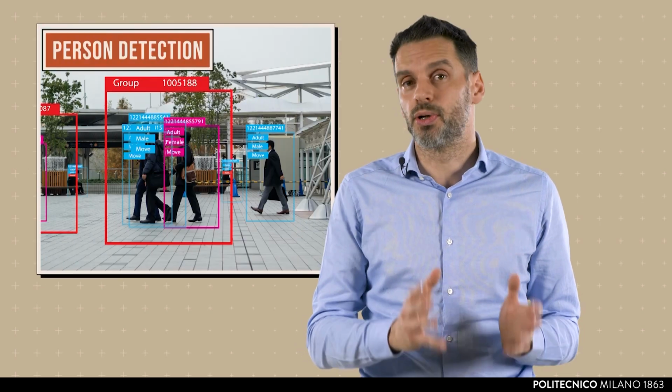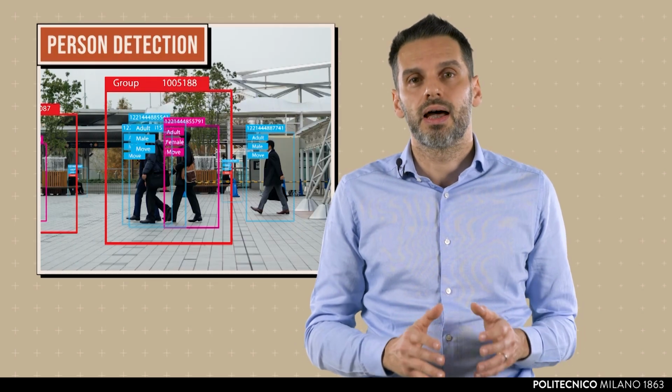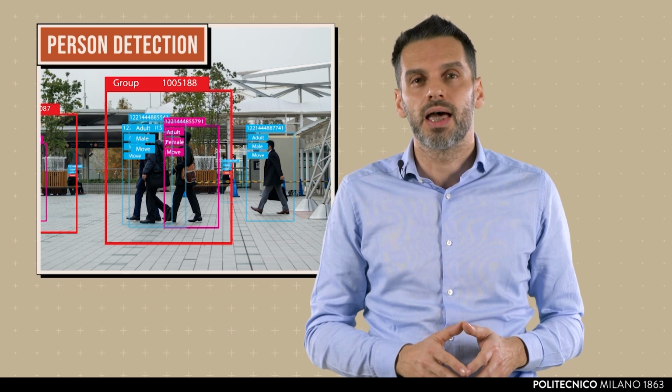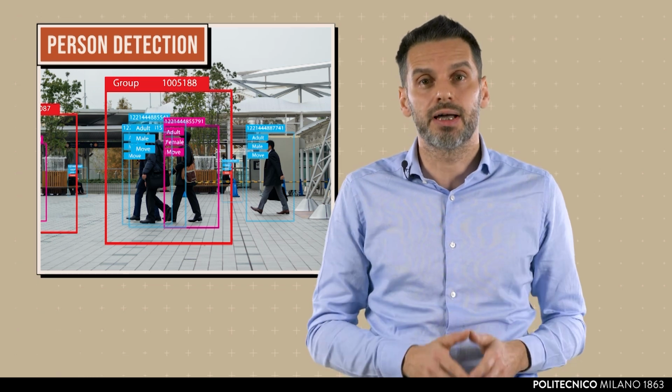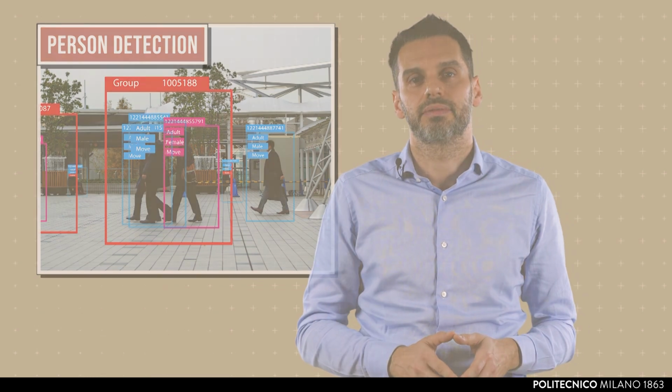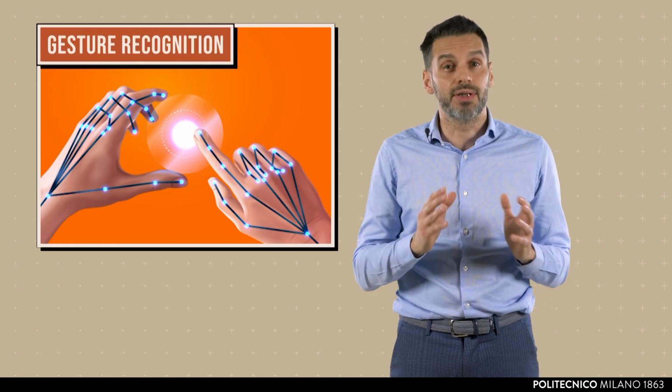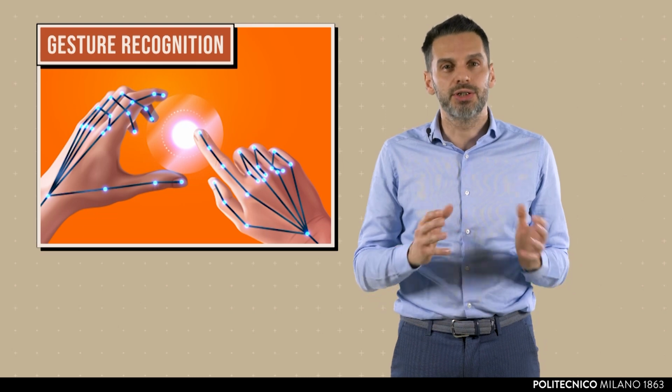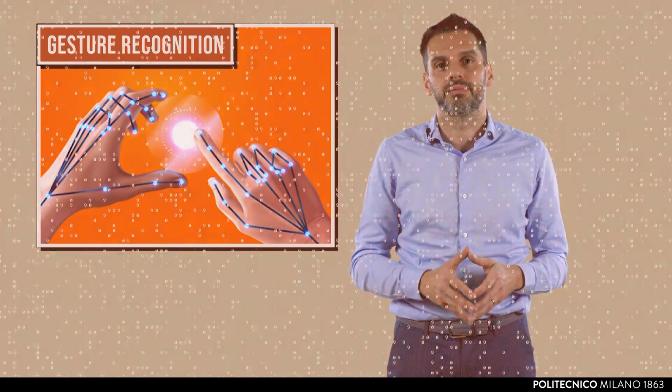Another example is the person detection. Here, images are acquired by a camera and the detection phase is carried out directly on the device. Finally, data coming from MEMS accelerometer can be used to detect and recognize directly by the IoT units gestures made by a person.